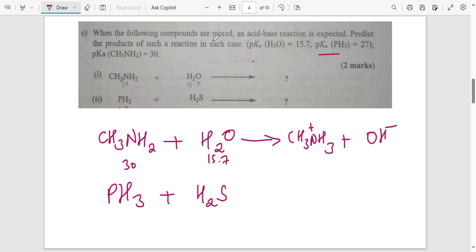We have got phosphine and the H2S. Now remember what we said. When you are comparing atoms going down the period, when you want to go, all right.